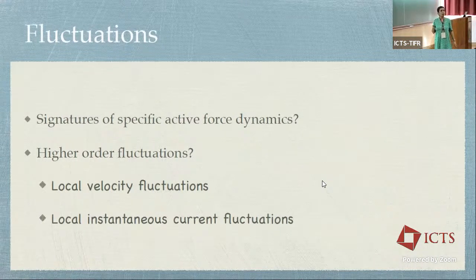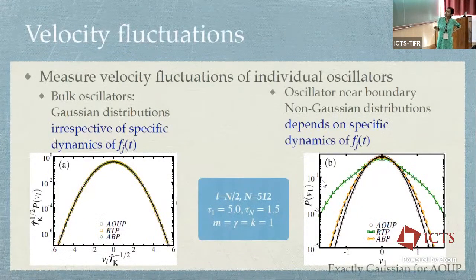But as we saw, the actual propagators of these three different processes are very different. So how do I see the signature of that? What we thought is that maybe in higher orders, we should see the effect of this. So we looked at local velocity fluctuations and local instantaneous current fluctuations. Okay, so here are the plots.